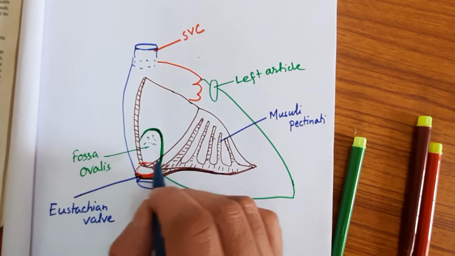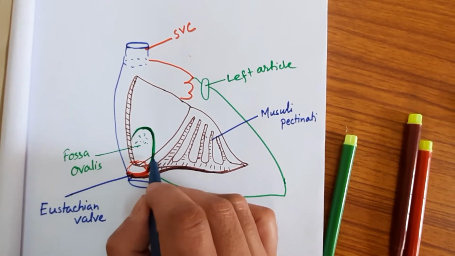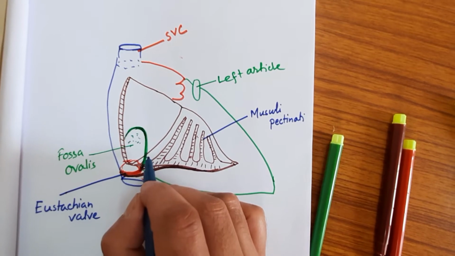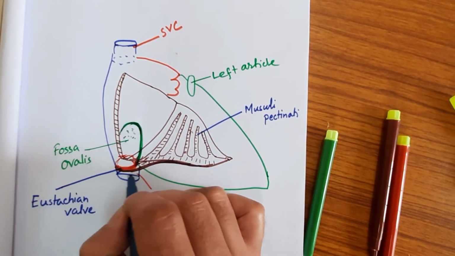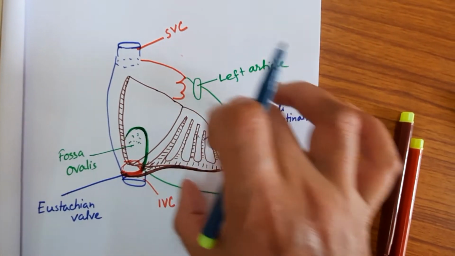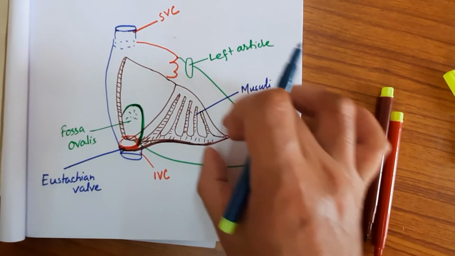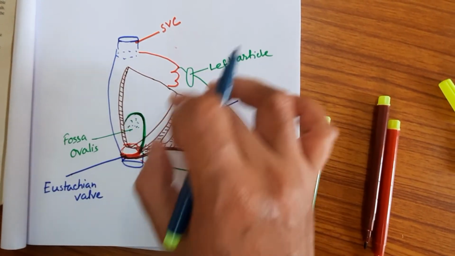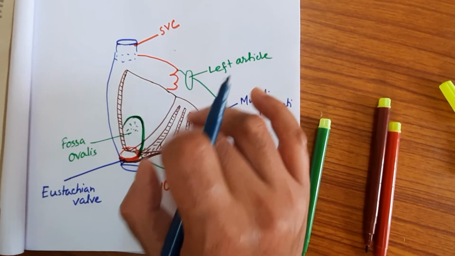Now again here, just anterior to the opening of the inferior vena cava, this one is the opening of the inferior vena cava, and in this area you will get the ventricle definitely. So atrium and ventricle, there will be one opening, and this is the right atrioventricular orifice.